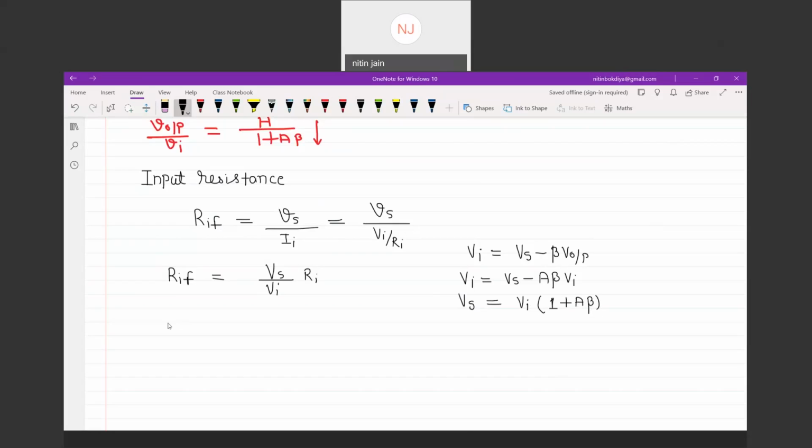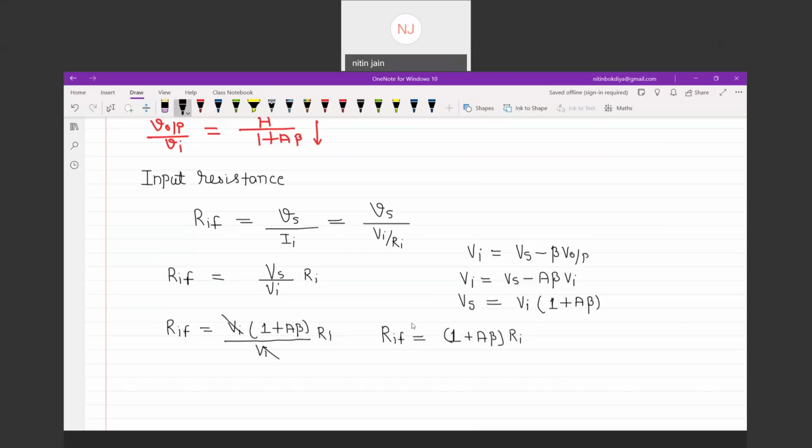Or what else I can say? Rif is equivalent to Vi times of 1 plus A beta divided by Vi into Ri. So you can say Rif is equivalent to 1 plus A beta times of Ri. So this is the advantage of feedback.